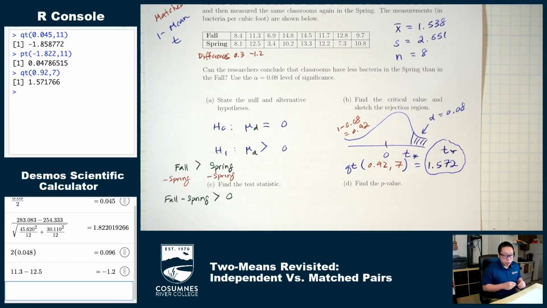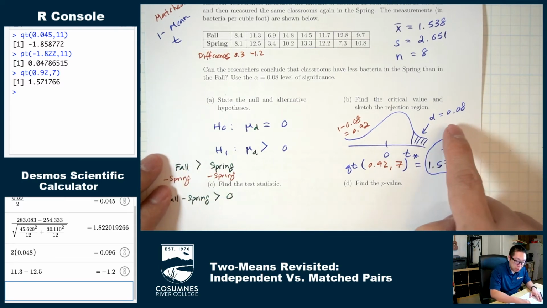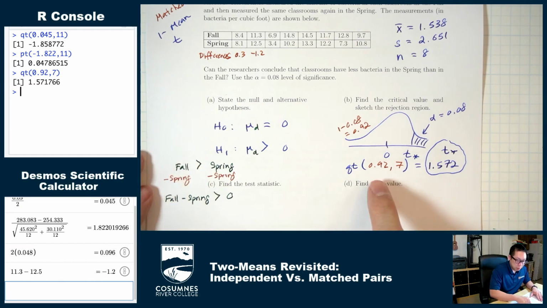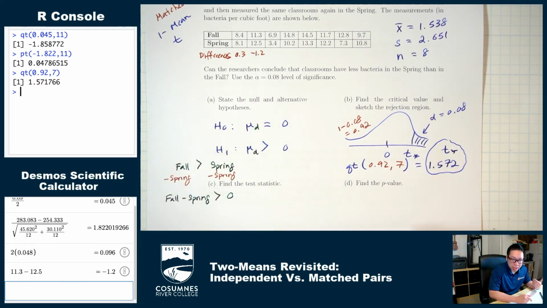Now, if for some reason you got a negative answer, what probably happened was you forgot to do a 1 minus on the 0.08, which is fine. You'll get a negative answer, just remove the negative from it, and you'll get 1.572. Okay, so make sure to match your picture.